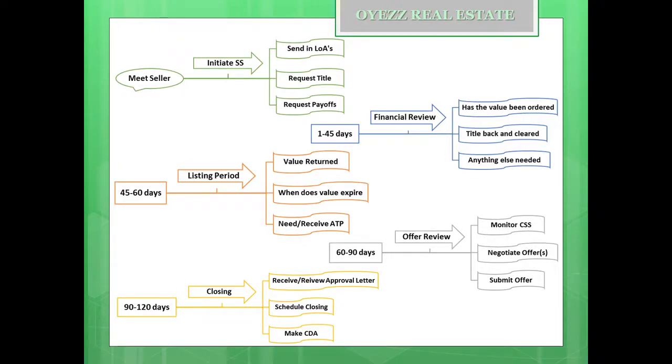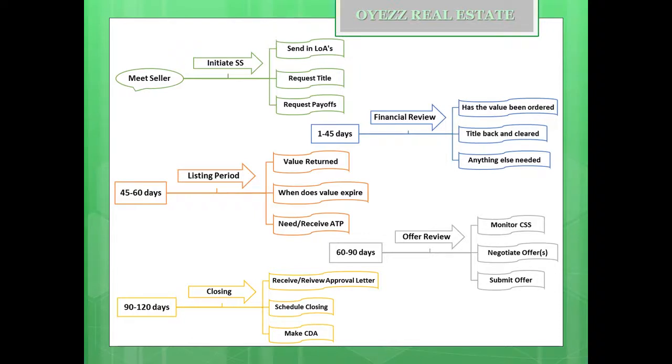Then once you get into day 1 through 45, it's called the financial review, where the bank is going over the documents that you sent in, confirming all that good stuff. You're going to want to make sure that you have your title back within this 45 days and that you're clearing it. The next 45 to 60 days is what I call the listing period, where the value is returned.